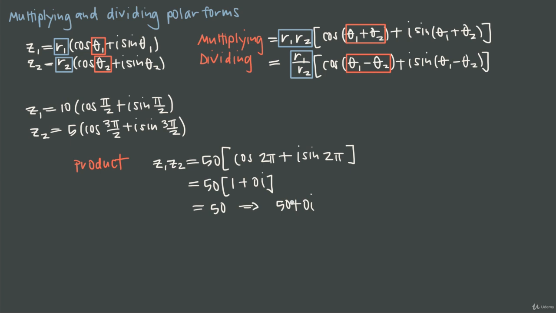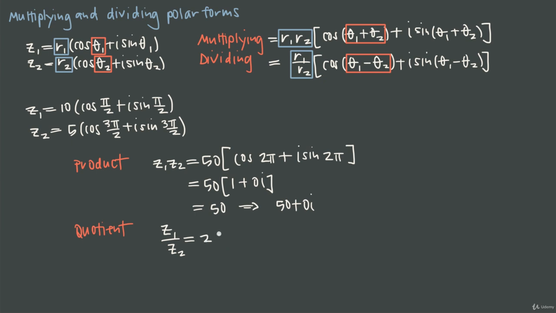And so we know that this is a real number that's going to sit on the positive half of the real axis. So 50, or just 50 plus 0i, both of those are equivalent to 50 times cosine 2 pi plus i sine 2 pi, which is the product of these two complex numbers. And then if we want to find the quotient, we'll again follow our formula for the quotient of two complex numbers, and we'll say z sub 1 divided by z sub 2 is equal to, we'll take r sub 1 divided by r sub 2, or 10 divided by 5.